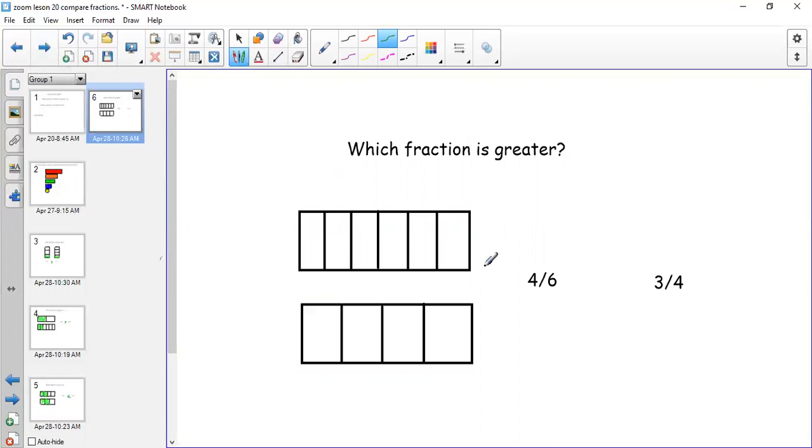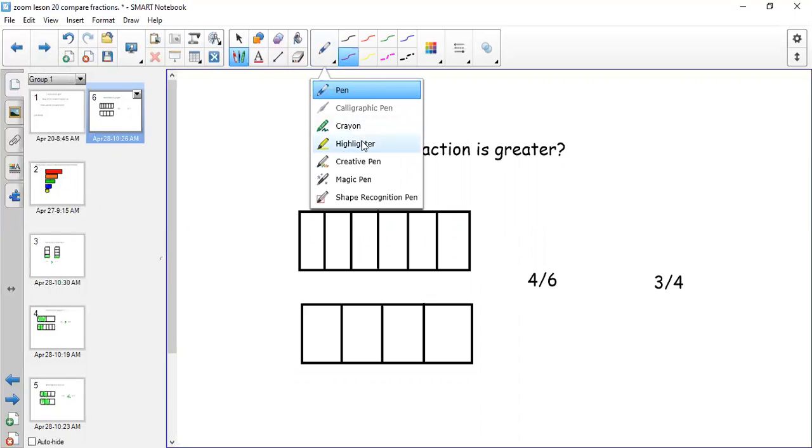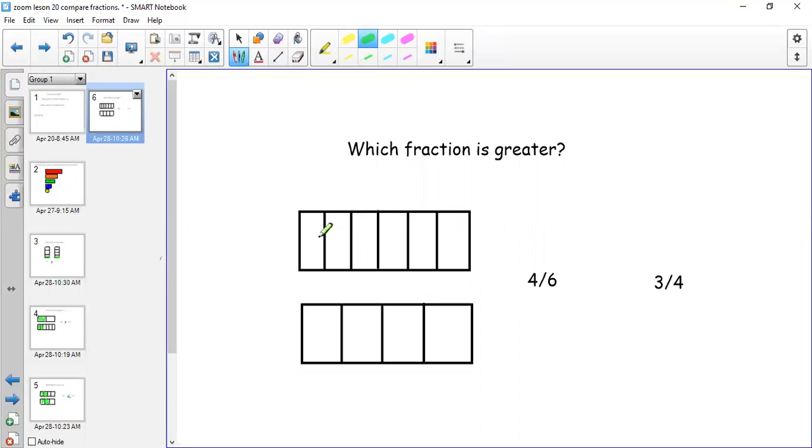Which fraction is greater? We have 4/6 and 3/4. I'm going to shade in 4 equal parts out of the 6 to represent 4/6. And I'm going to shade 3 equal parts out of the 4 to represent 3/4. Now let me ask you, which fraction is greater? Is it 4/6 or 3/4?